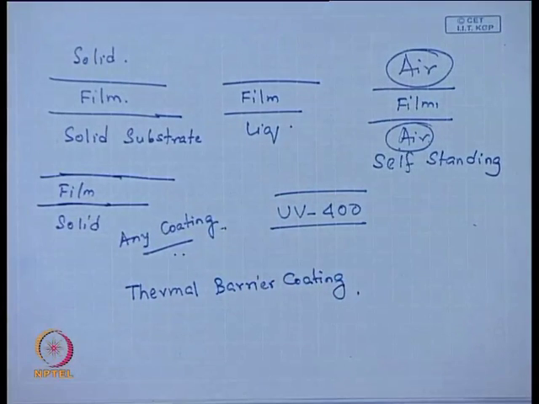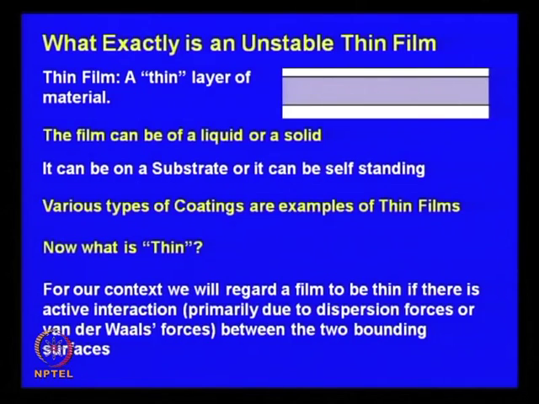But there can be several other examples as well. Now, we need to worry about one specific term. So, this is very simple. You have a thin layer of liquid which can act as a coating, which can be coated on a substrate, which can be on a liquid, or which can be self standing, and we term that as a thin film.